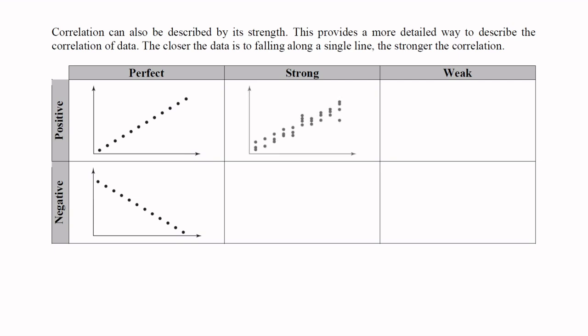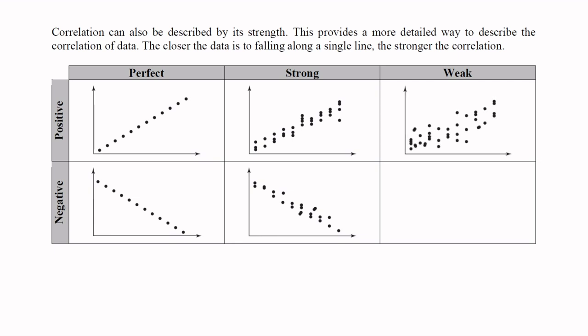Now, if you have a few data points that are off of that main line, you can draw a line through it, but you won't hit every data point, but most of them are close, then you have strong correlation, either positive or negative. If the data points drift a little bit farther away from a line that you try to draw, then you have a weak correlation. So you notice that the weaker the correlation, the more spread out your data becomes.